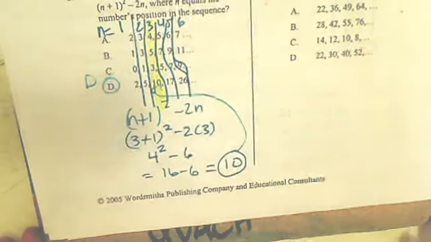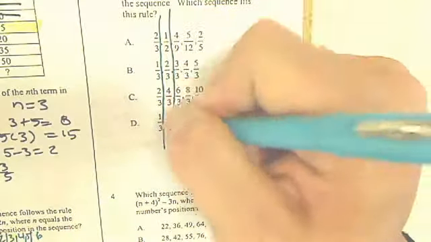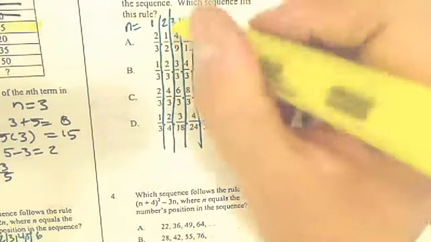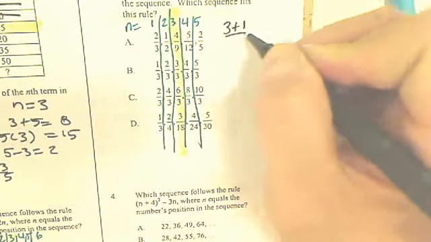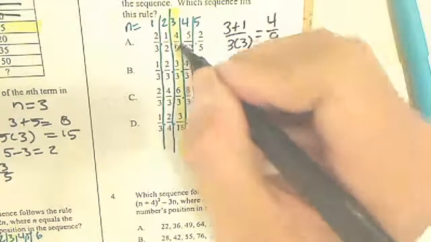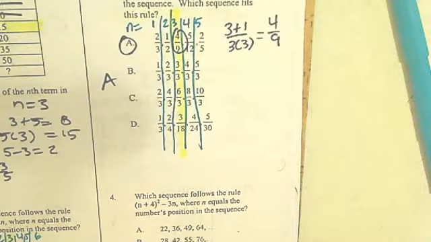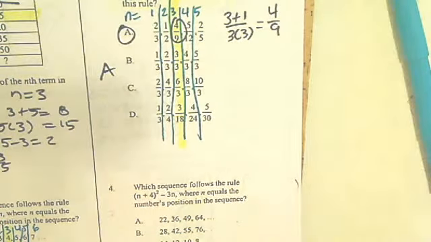Let's go over number 3. Now, don't let this scare you right here. Just because it has fractions doesn't mean it's impossible to do. Separate them out. N equals 1, 2, 3, 4, and 5. Substitute in 3 in the equation. So 3 plus 1 over 3 times 3. 4 over 9. Boom. A. Any questions on number 3? We good?